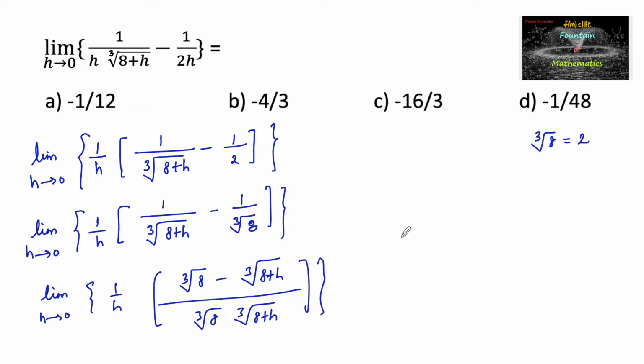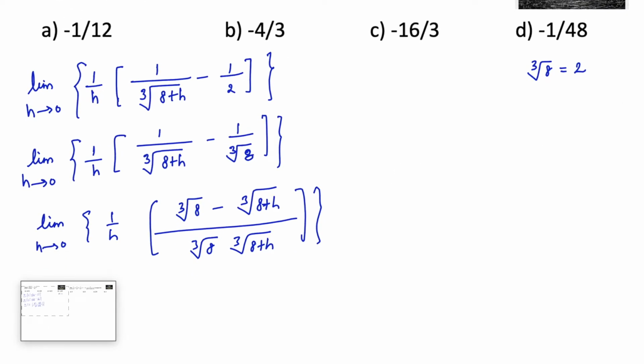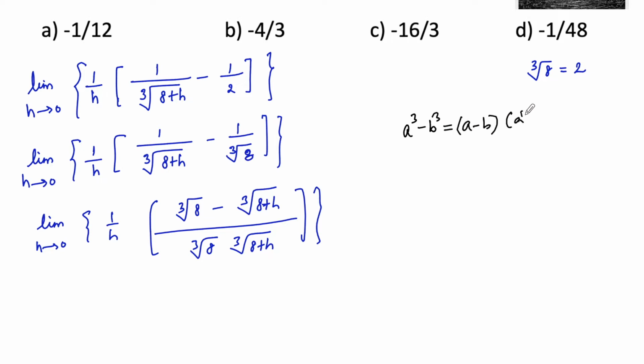And let us recall once the concept of a cube minus b cube. We have a cube minus b cube is equal to a minus b into a square plus ab plus b square. Whenever there are terms related to the cube root, for a minus b, the rationalizing factor can be taken as a square plus ab plus b square. So let us multiply and divide with its rationalizing factor of cube root of 8 minus cube root of 8 plus h, by considering a is equal to cube root of 8 and b is equal to cube root of 8 plus h.